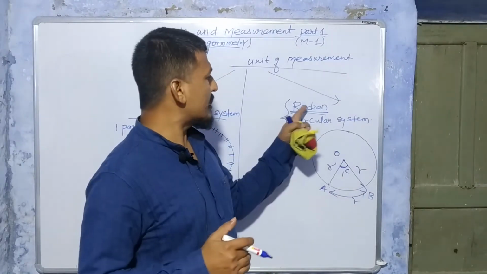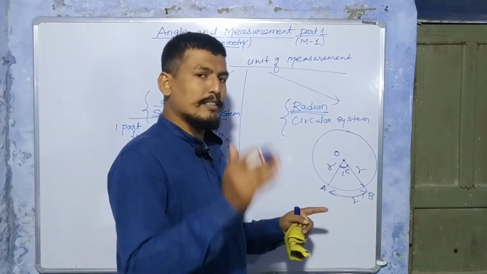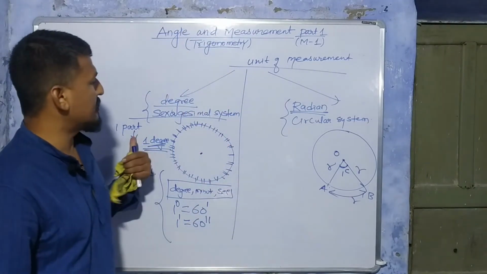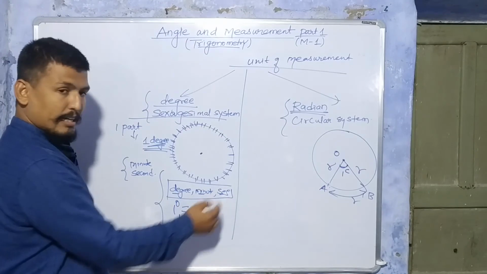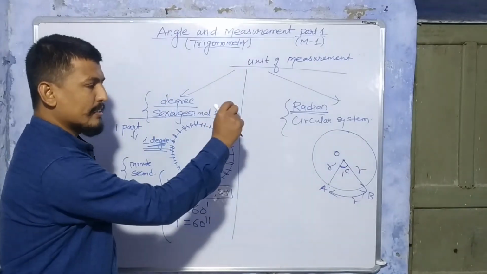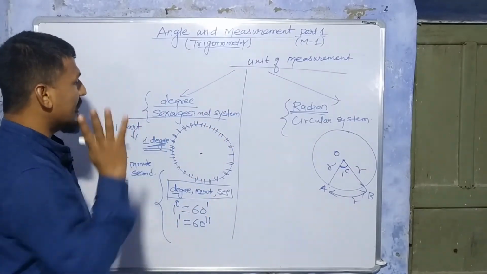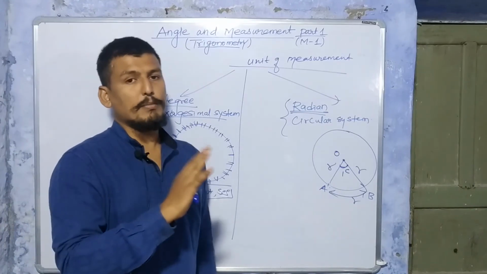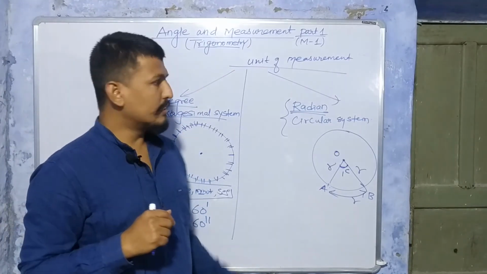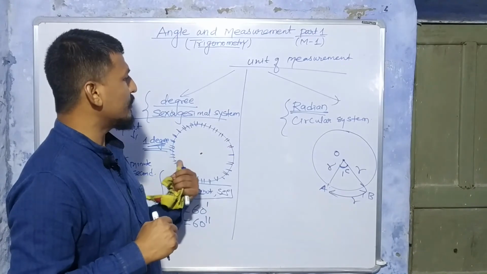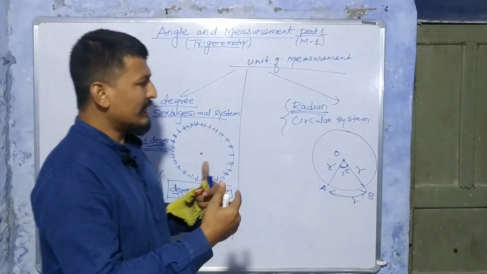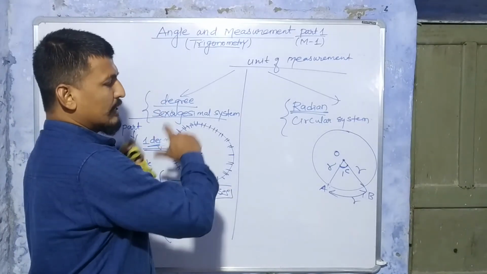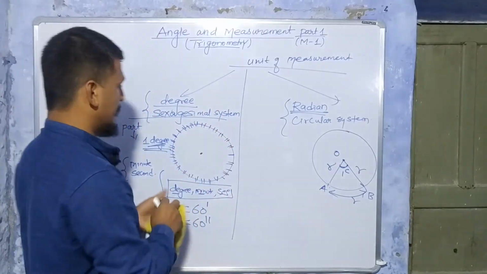So in the circular system we only have to discuss radian. In the sexagesimal or degree system, we have to discuss degree, minute and second. So the radian system is more convenient than the sexagesimal or degree system, right? This is all about the 2 units, degree unit and radian unit. Now in the next topic, we will discuss how to convert 1 unit into the other unit. Fine.